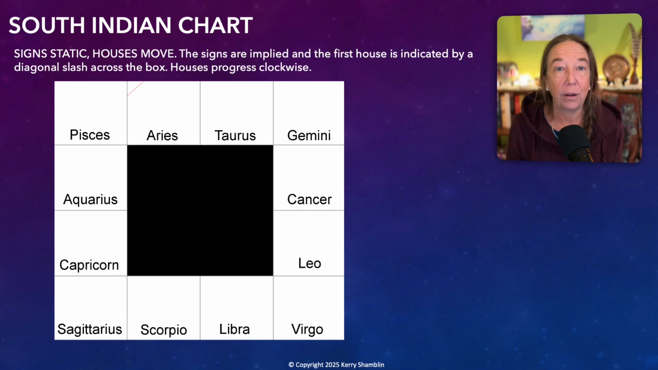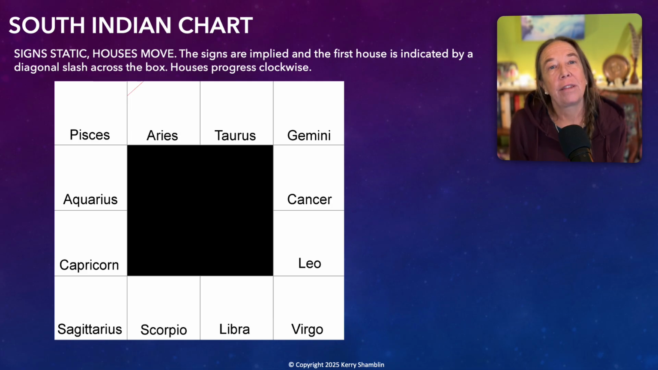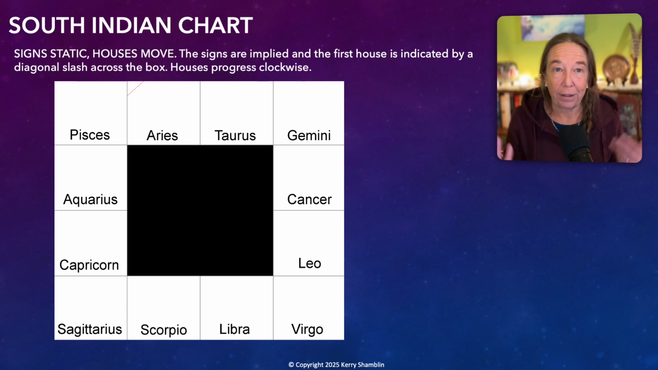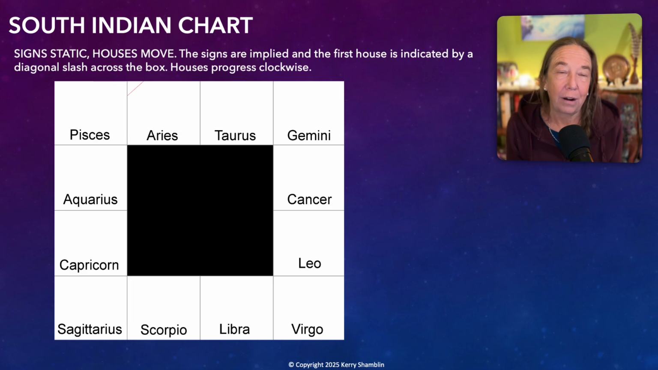And let's look at the South Indian chart. The South Indian chart is still a square, but we have more squares instead of diamonds and triangles. And in the South Indian chart, the signs are always in the same place. I have written them in there for you to teach you where they always are. But traditionally, when I look at this chart, I don't need a clue to know that Virgo is in the lower right and Pisces is in the upper left. I just know that.